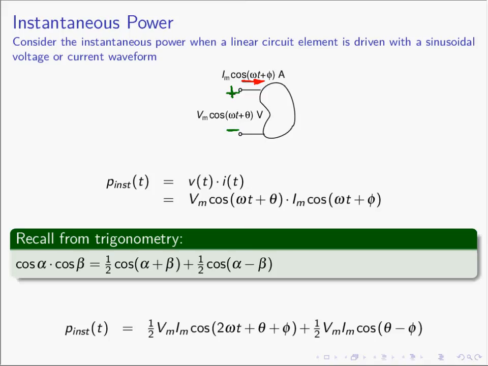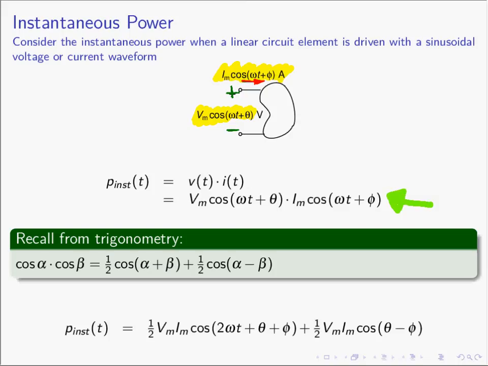The definition of electrical power is V times I. So we simply take the current, directed into the positive terminal, and the voltage, and multiply those two together to get the instantaneous power. The instantaneous power is the power absorbed at any particular instant in time. So we multiply those two together.